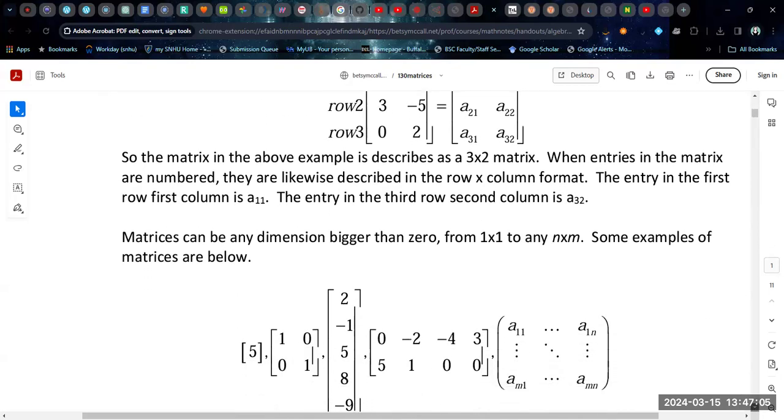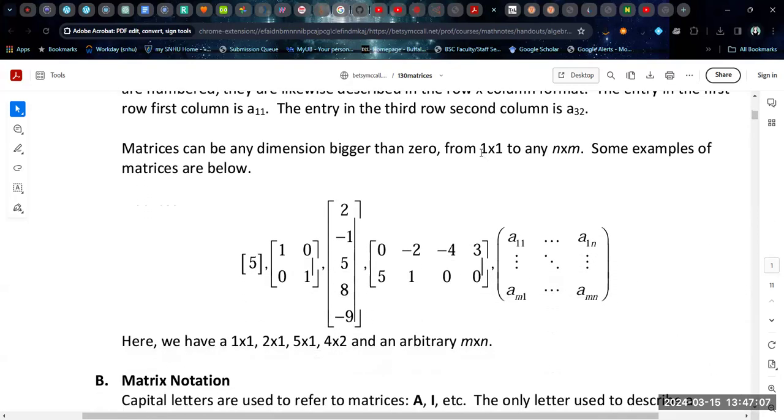Now, if matrices have only one dimension in one direction, we sometimes refer to them as vectors, but they're really just matrices that have only one dimension in them. A single number can be thought of as a 1x1 matrix if need be. And you can make matrices all the way up to n by m, so in this case, n rows and m columns.